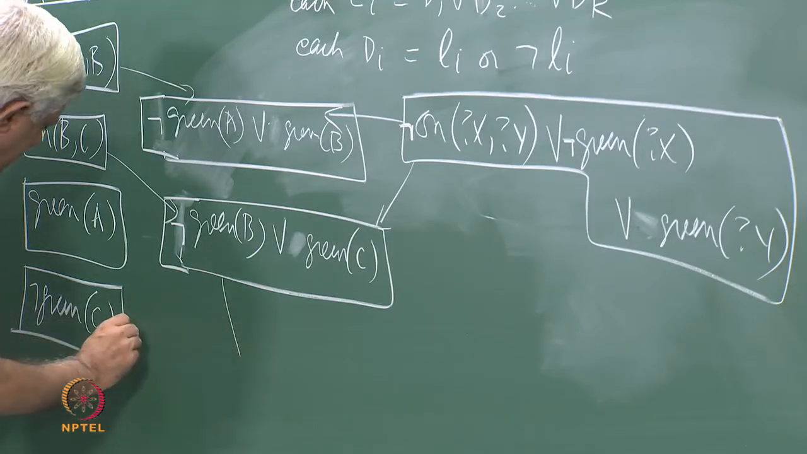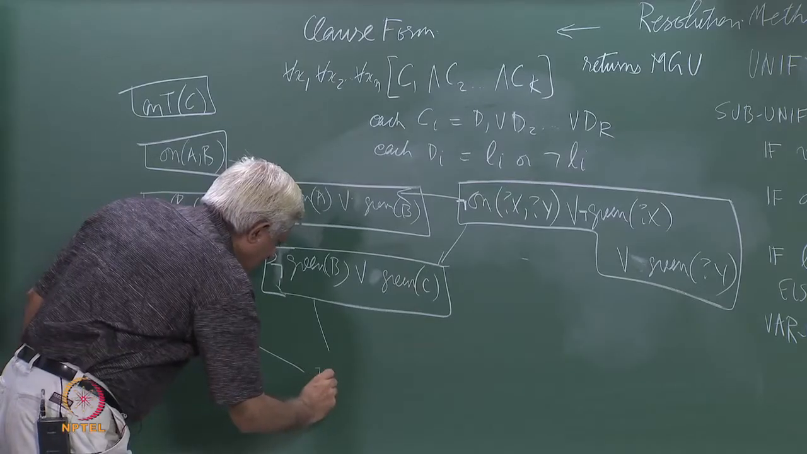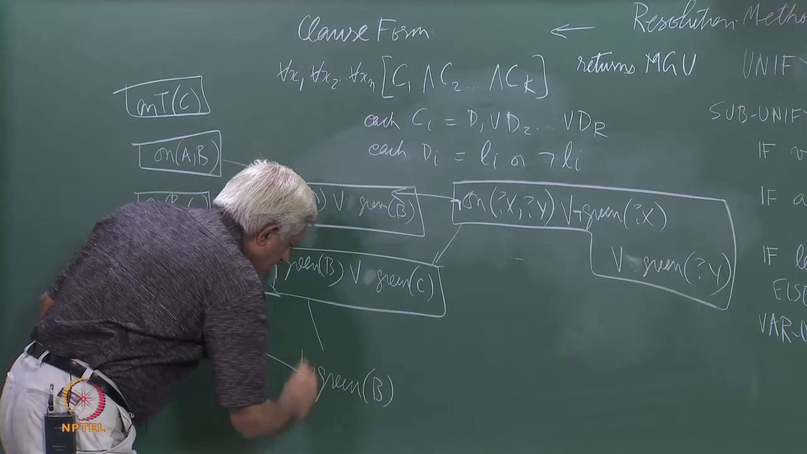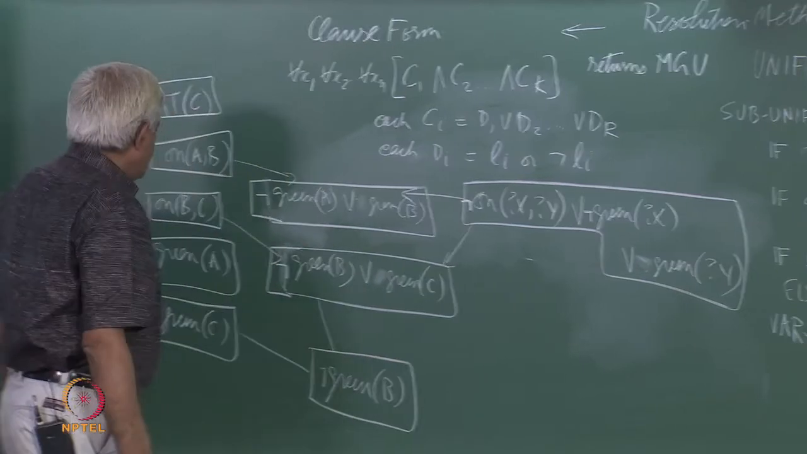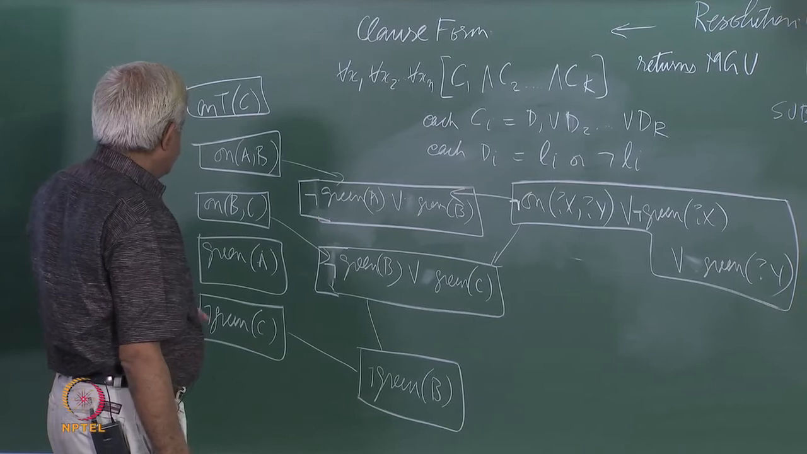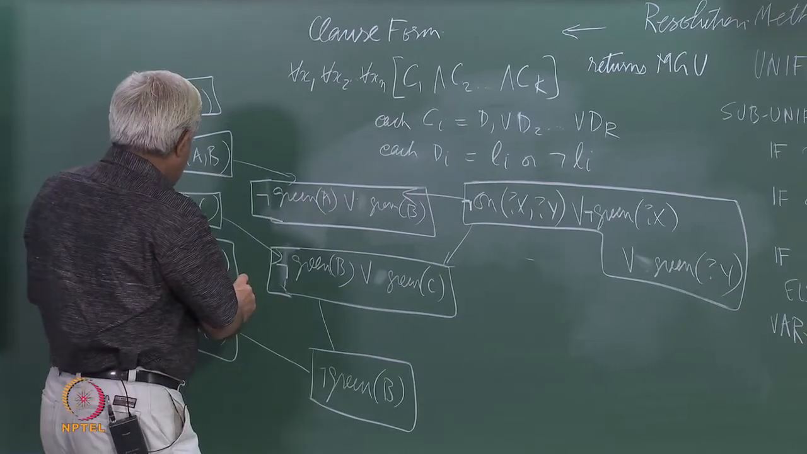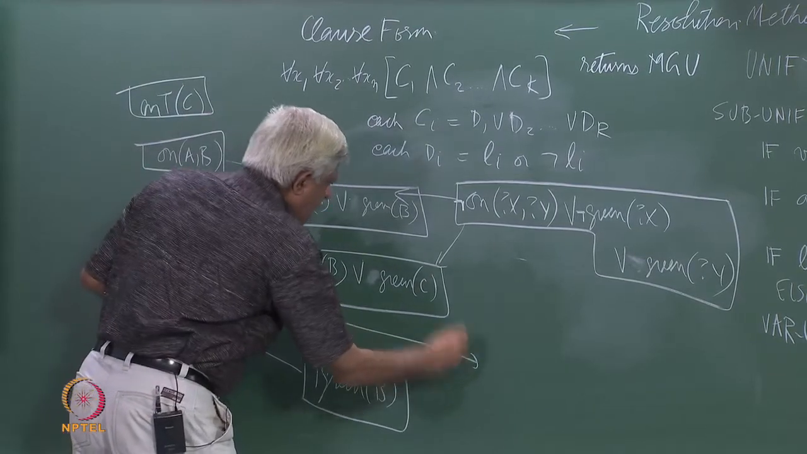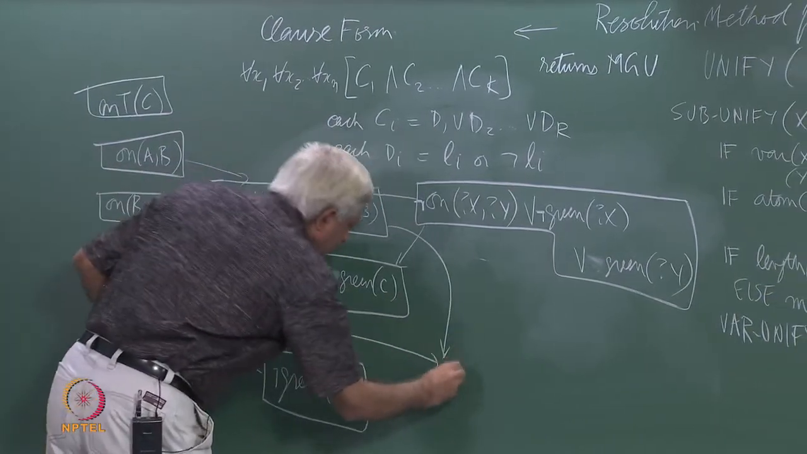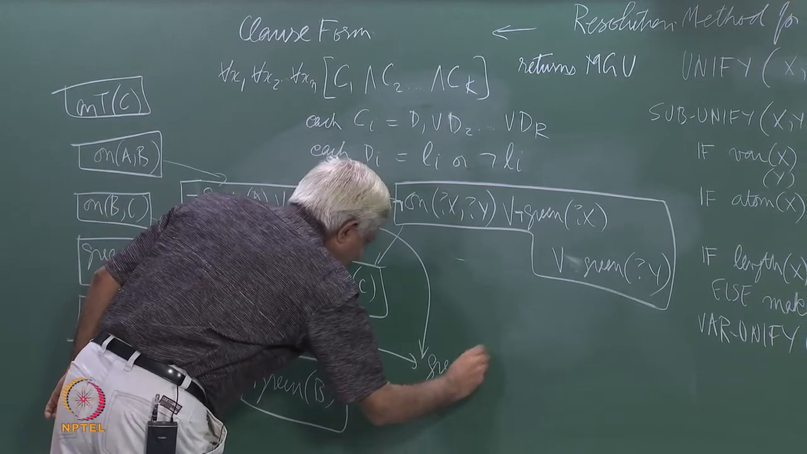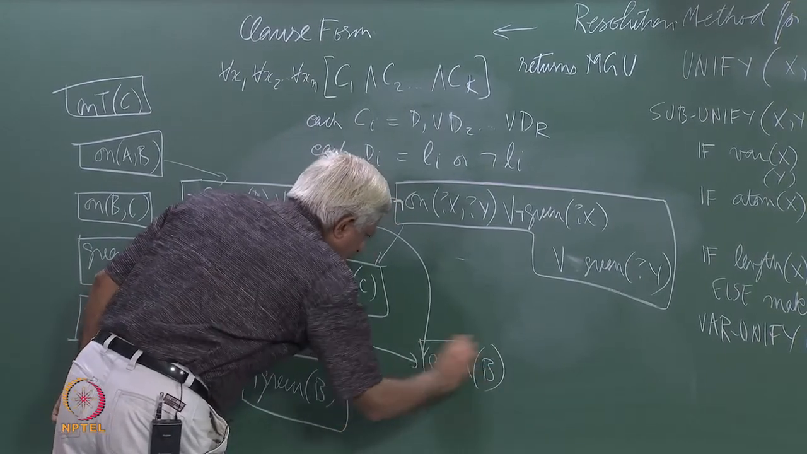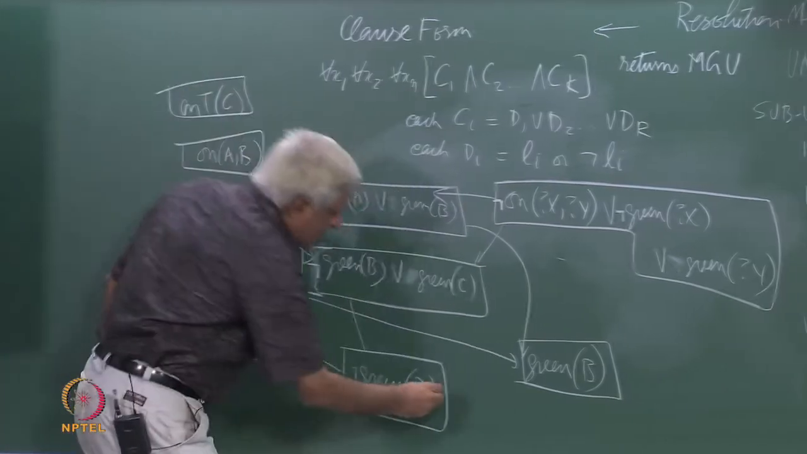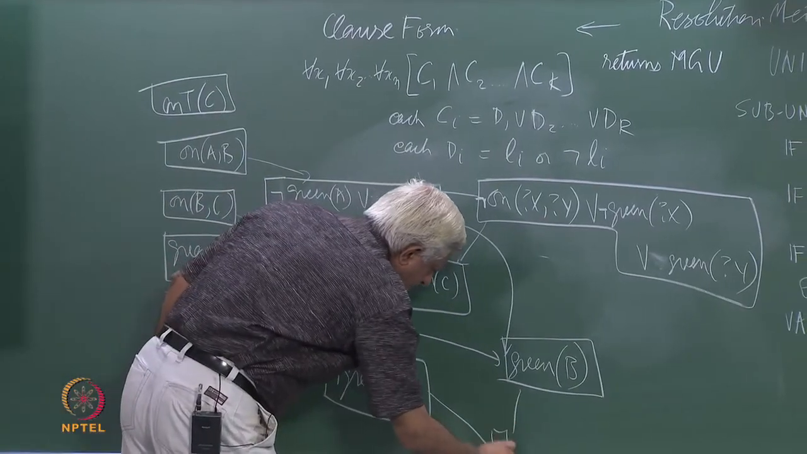Then from this and this I can get not green b. And from this one and this one, if you can keep track of the arrows, I can get green b. And from this and this, you get this empty clause.